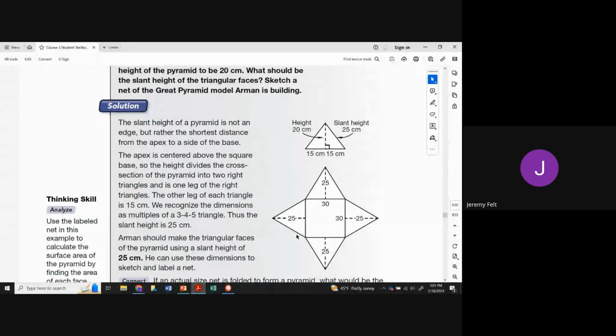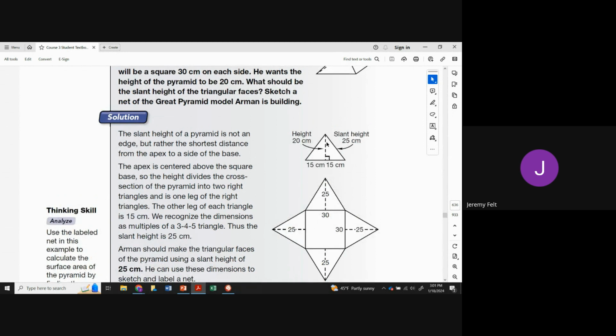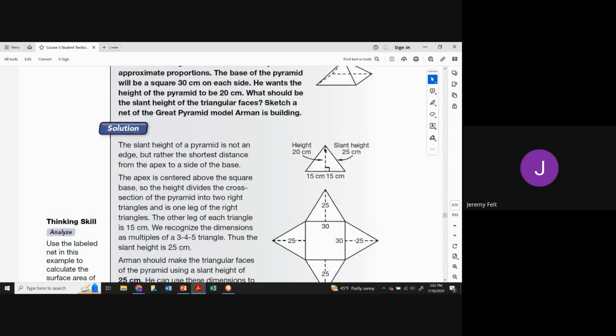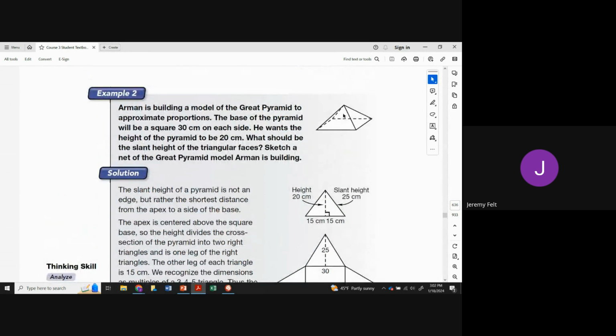We know it's a 30 by 30 square. We were told that, and then we know that the height is 20, and then we can break this apart. We have a 30 by 30. We split that in half. 20 is our height right here of the pyramid. And again, this isn't our face. This is looking from the center to the apex. That's 20. So the slant height is obviously going to be more than that, because it's not going straight up and down. It's going at an angle, so it's going to be longer.